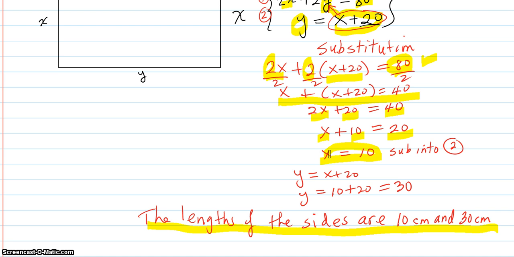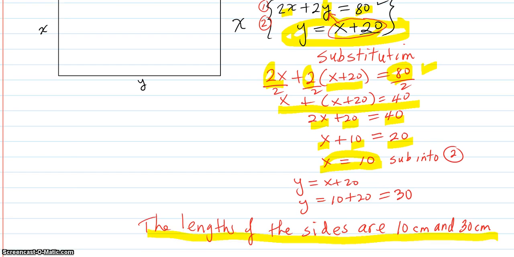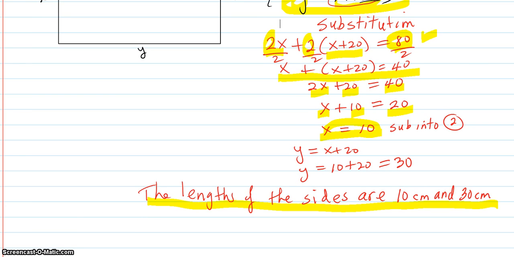Now you sub into either of the equations to get the y, but obviously this one already is solved for y, so plug it into number 2. So number 2 is y equals x plus 20. So sub in the 10 for the x right there. So you get the 10. Y equals 10 plus 20 equals 30.